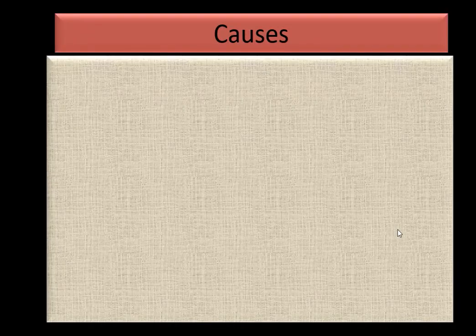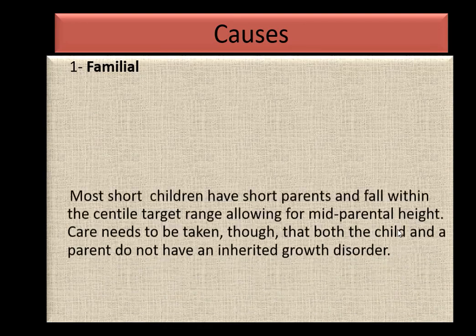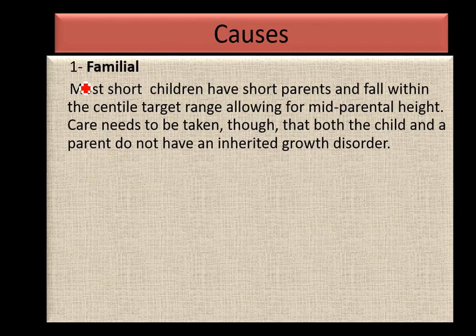Causes of short stature. First, familial. Most short children have short parents and fall within the centile target range, allowing for the mid-parental height. Care needs to be taken that both the child and the parent do not have an inherited growth disorder. So these children have no inherited or other related disorder. They look normal. This height pattern is similar to their family.